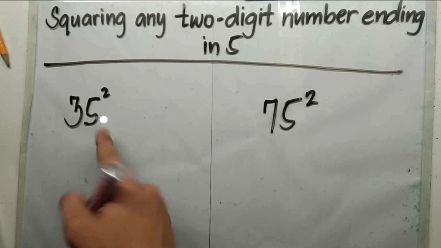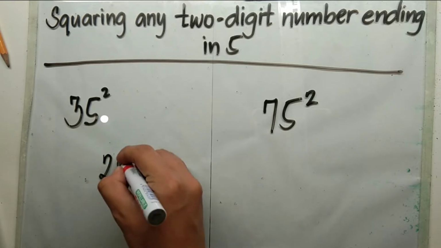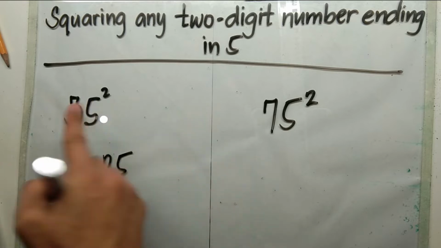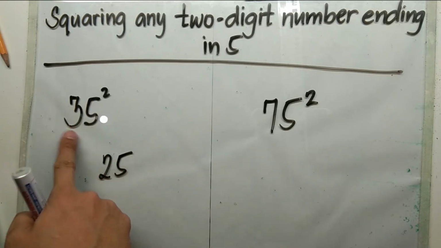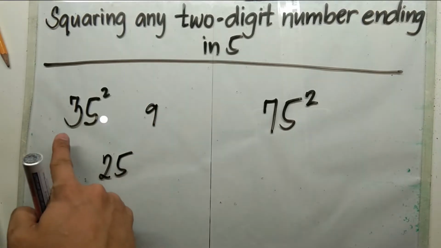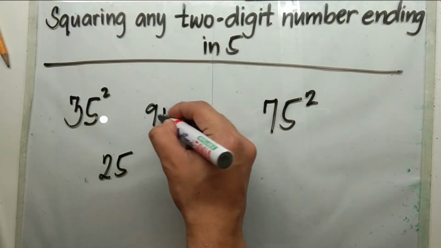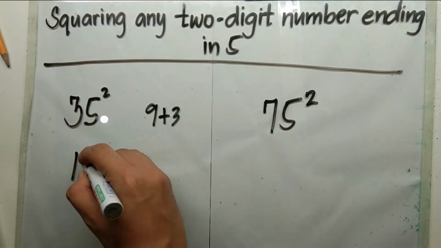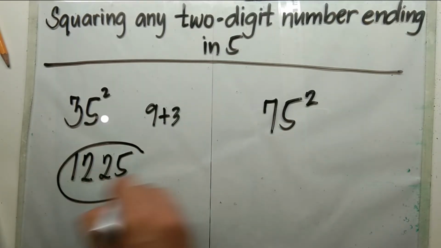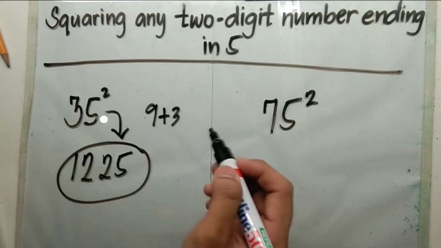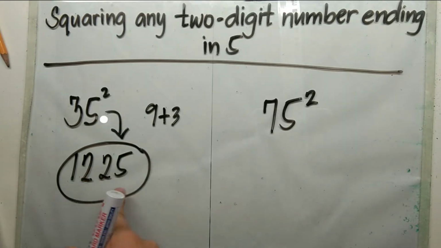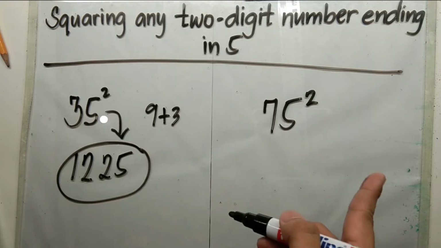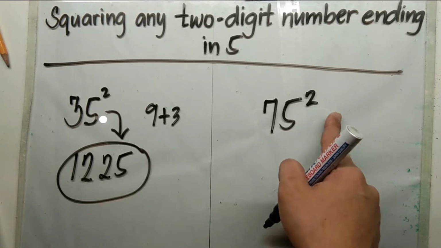In squaring any 2-digit number ending in 5, say 35 squared, first, get the square of the units digit, which is 5. That is 25. Next, square the tens digit of your number, so that is 3 squared or 9. Then add the same digit, plus 3. So 9 plus 3 is 12. The product now of 35 squared is 1225.